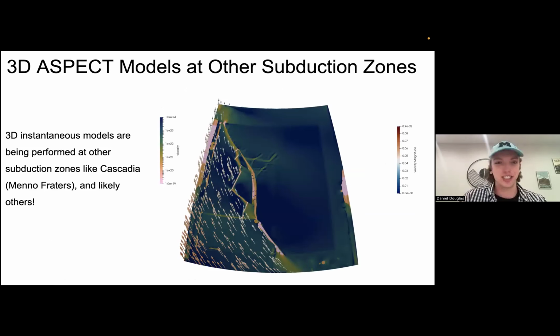I also want to do a quick shout out that this type of WorldBuilder data collation with instantaneous 3D subduction models is being done in other regions. And the one that came to mind, I'm sure there's others, was Menno Fraters' Cascadia subduction model. And here's an image from there. I'm sure he'd be happy to talk about his also. And if anyone else is doing a similar thing, I would love to hear about it. But this was the only one that came to mind.